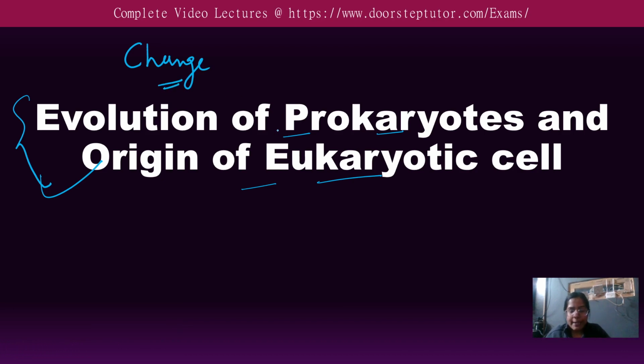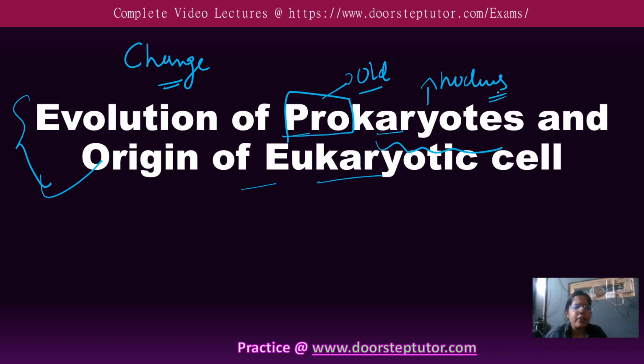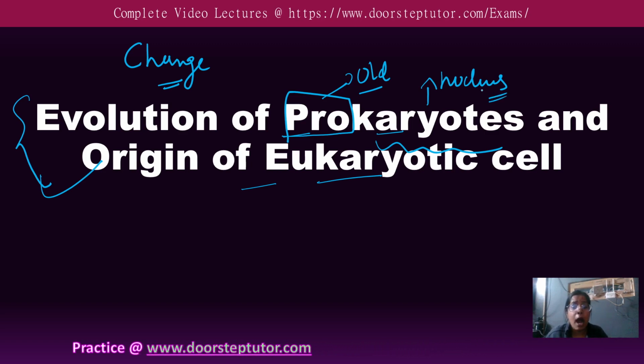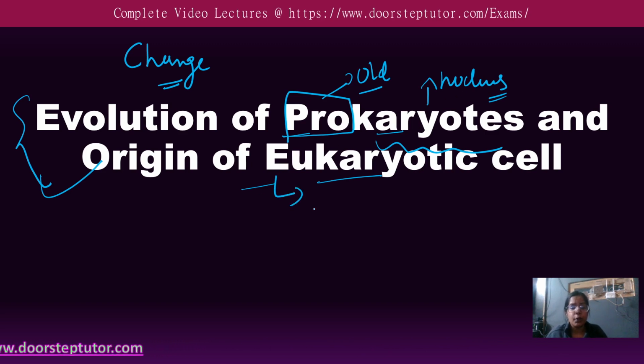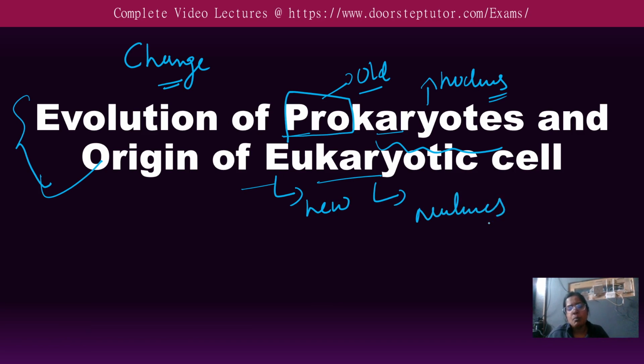Before going into the depth of how the evolution of the prokaryotic cell occurs, let us understand what we mean by the terms prokaryotes and eukaryotes, so that you can understand how they came into the picture, and their evolution and origin that we are learning right now. Pro means old, and karyon means the nucleus. It means they have the old machinery, they are not as advanced. However, eu means new, and karyon means nucleus. This is something more advanced.